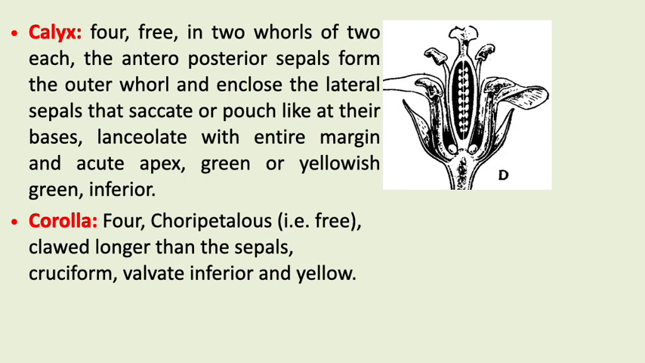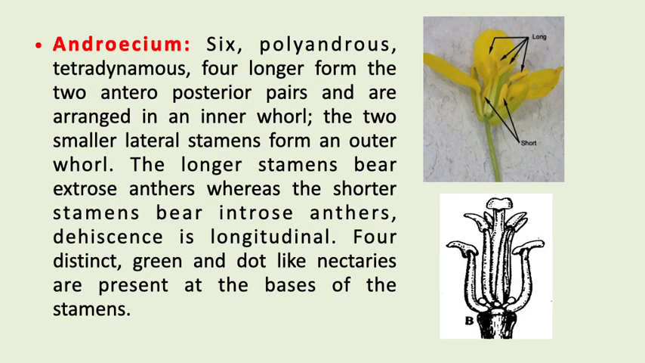It is lanceolate with entire margin and acute apex, green or yellowish green, inferior. Corolla is made up of four petals, which are choripetalous or polypetalous, that is, they are free from each other. Clawed, claws longer than the sepals, cruciform, valvate aestivation, inferior, and yellow.